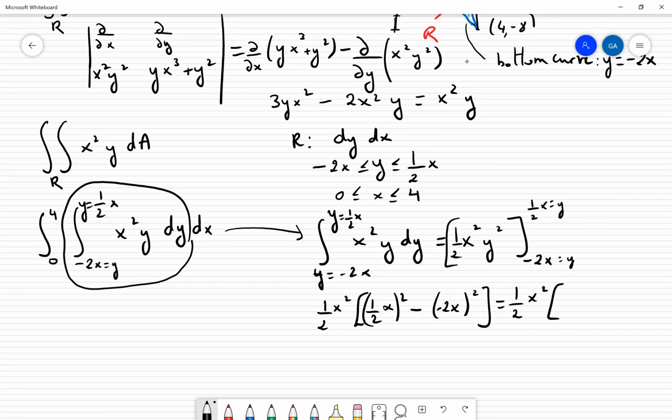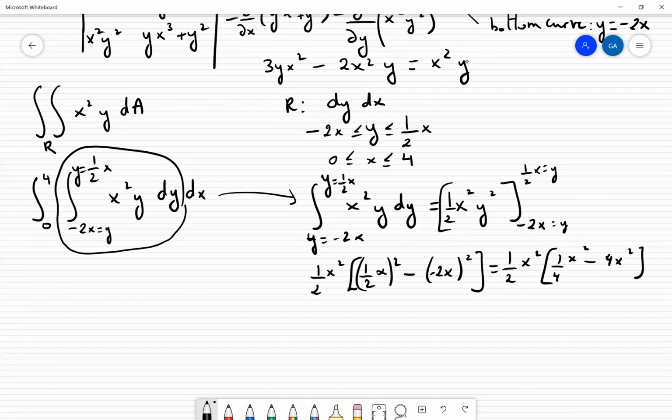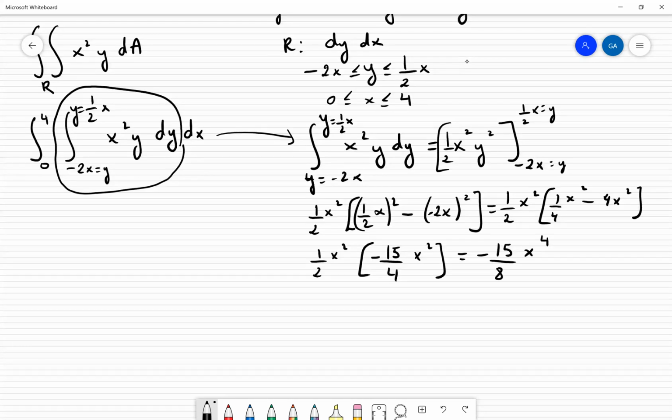So that's going to be 1/4 x squared minus 4x squared. So that's going to be negative 15 x squared, x to the 4th, sorry. So that's 1/2 x squared, parenthesis, negative 15/4 x squared. So the integral will be then negative 15 over 8 x to the 4th. So that's the innermost integral.